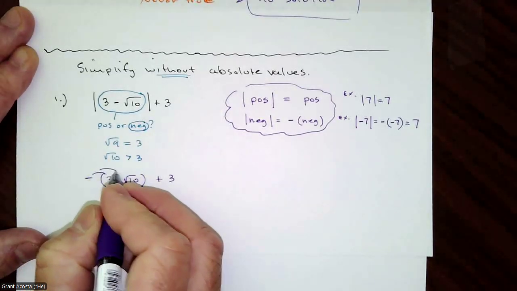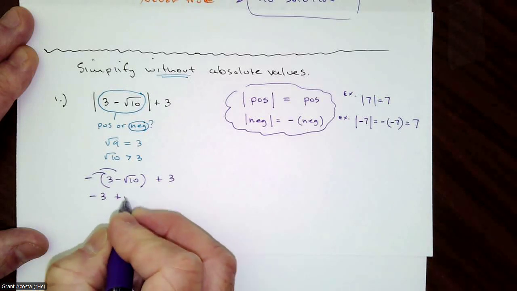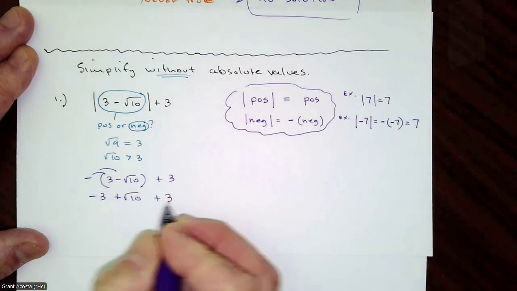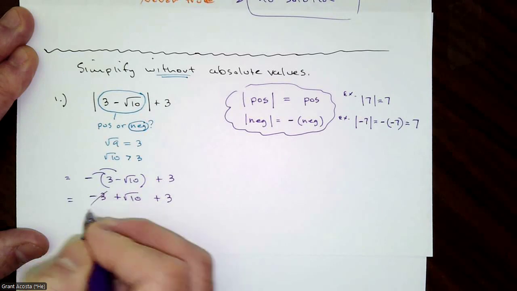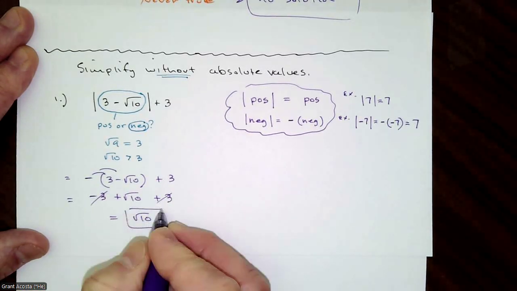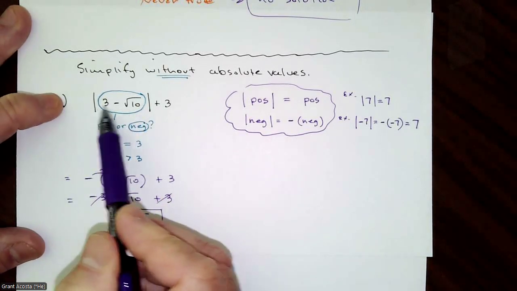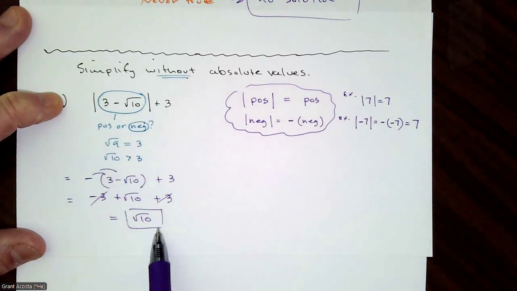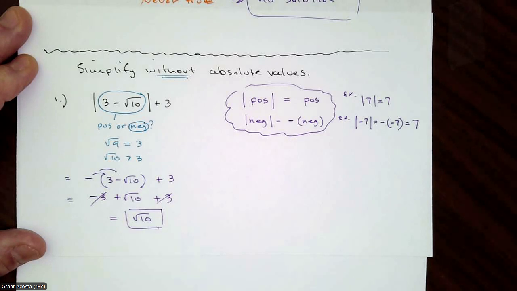And if I distribute this, we see that the negative 3 and the positive 3 actually cancel out. And so this expression, absolute value of 3 minus root 10 plus 3, is really just equal to root 10.